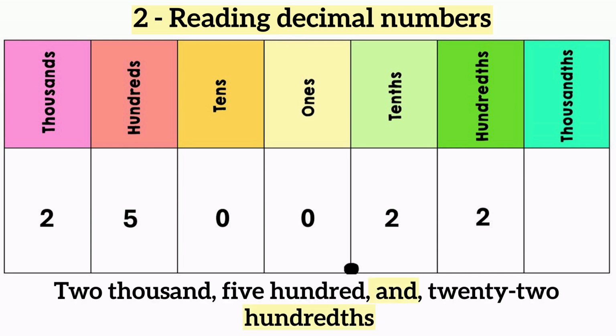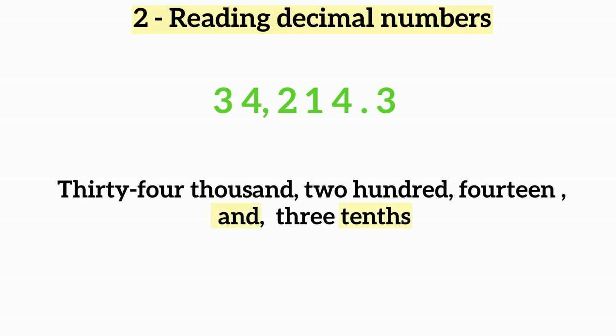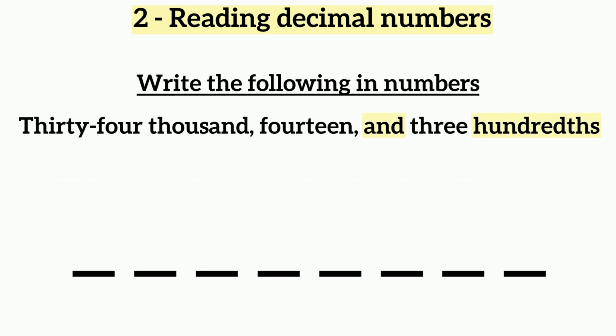And this one is 2,522 hundredths. Let us practice one more without the chart. This one is 34,214 and 3/10. In this question, we have the number in words, and we need to write it in digits.